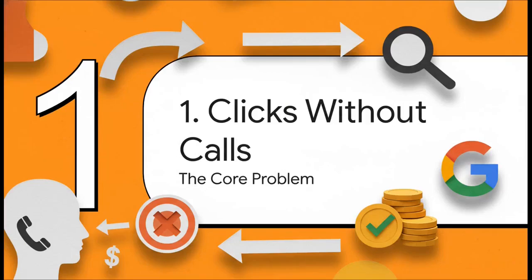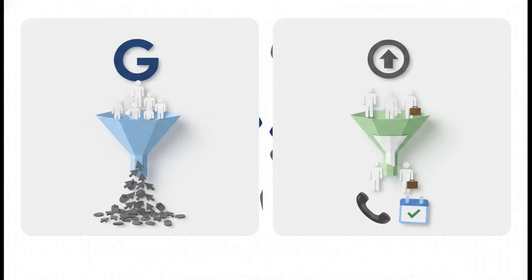So where does it all go so wrong? Well, it all starts with a very simple but very expensive misunderstanding. See, what you want and what Google thinks you want from your campaign, they're often two totally different things. This right here is the heart of the problem.